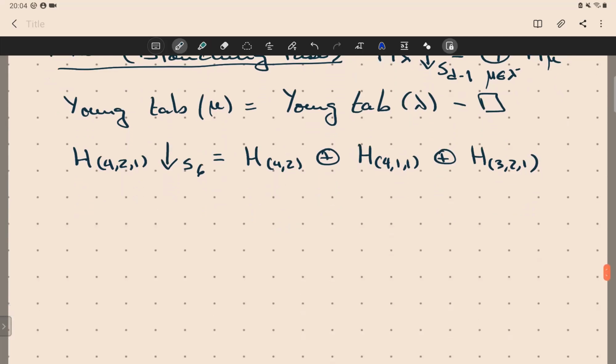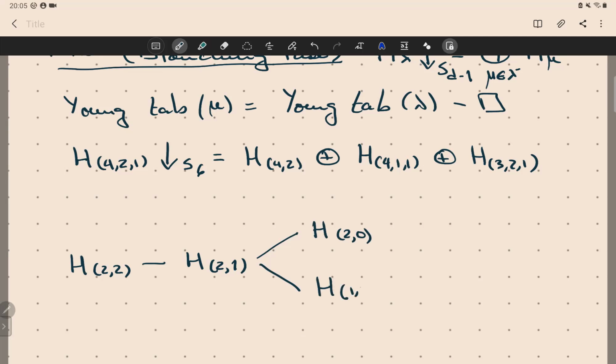Okay. And now, just like with the Pieri rule, I want to take one example and follow this all the way to the end. So I'm going to do successive restrictions until I get something interesting. So let's start with H22. I will restrict it, and I will just get H21. This is simple as a representation of S4 and of S3. When I look at this as a representation of S2, this splits into two direct summands. And then each one of these just restricts to a trivial representation.